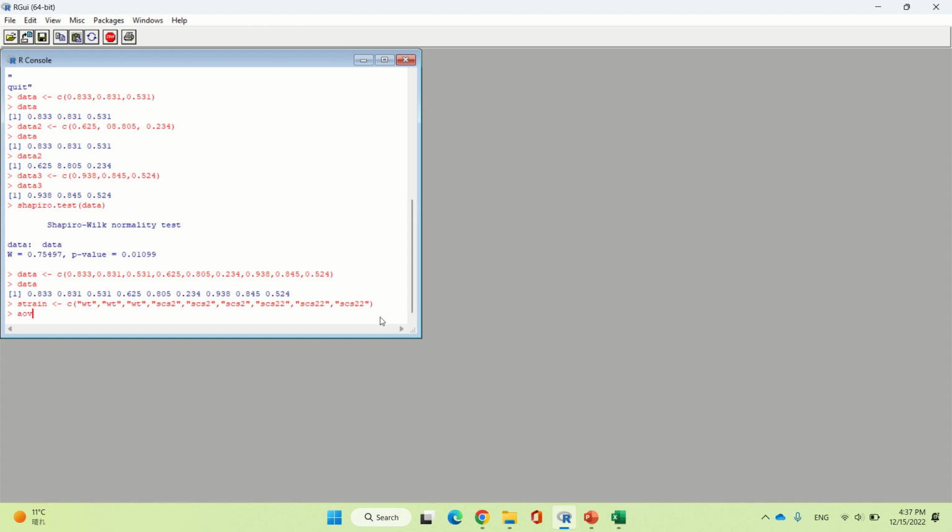AOV, no space. First bracket. The dependent variable is my data. Data, only data. Then this sign, the tilde. Okay, data and the string.